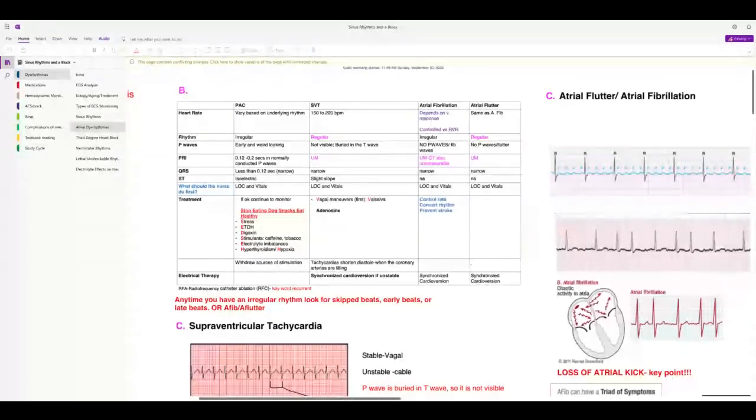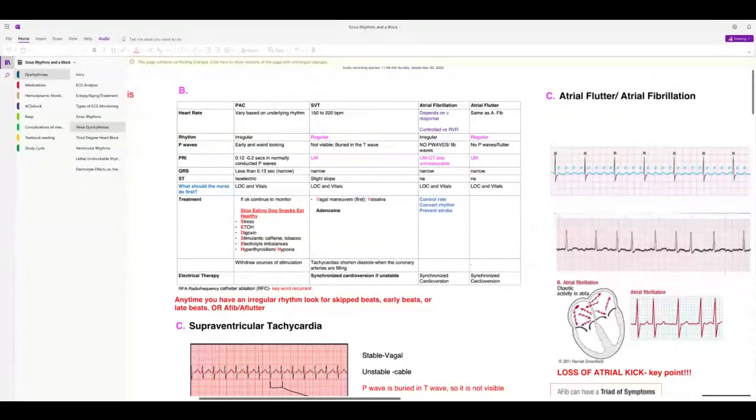The QRS in all atrial dysrhythmias is normal because although there is an atrial dysrhythmia going on, the impulse is always coming from above the ventricle. So it's supraventricular. Okay, so with atrial dysrhythmias, there's something wrong with the P wave, but the QRS is always going to be narrow. So what are you going to do first? Well, with all these dysrhythmias, we are going to check the LOC and the vitals.